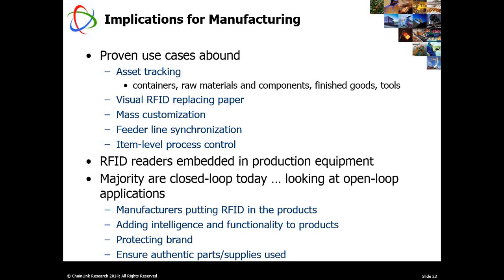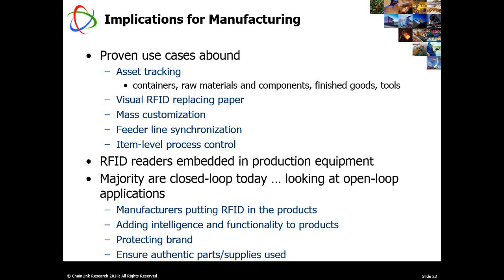We've even seen some item level process control, the ability to adjust by item some of the settings in your equipment and so forth, or at least read what they are, and more RFID readers being embedded into the production equipment. Now, I mentioned the majority of the applications are closed loop today, but more and more manufacturers are looking at the so-called open loop, where you put in the tag and it goes out into the world with your stuff. And that is being driven also by the Internet of Things phenomenon, as Scott mentioned, to put more intelligence and functionality into the products, or to protect the brand.